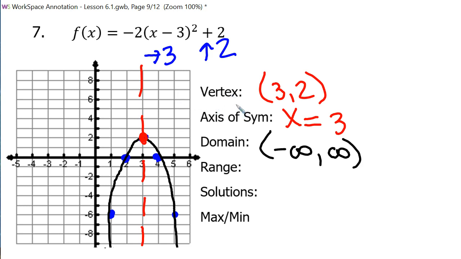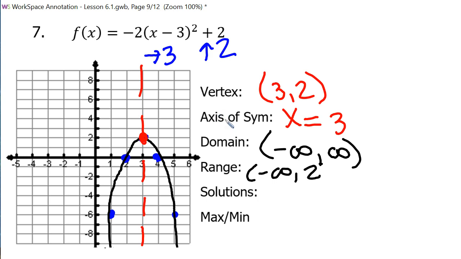And if it points down, be careful when you write your range. So looking at the vertex, what is the top y value? 2. What is the bottom y value? Negative infinity. Which one is smaller? Negative infinity needs to go first. So negative infinity to positive 2.